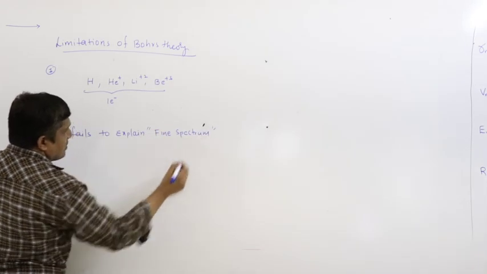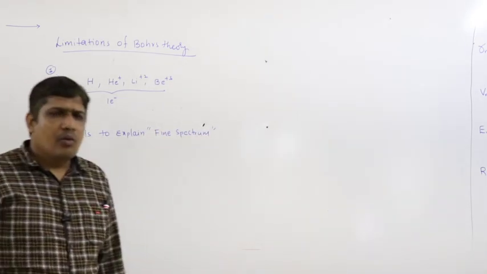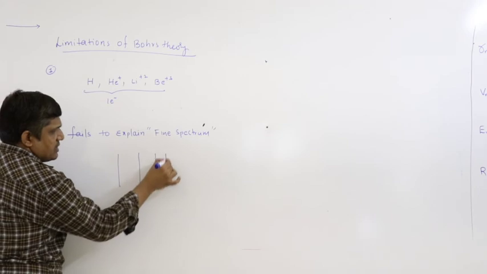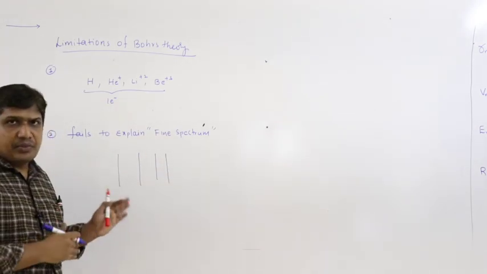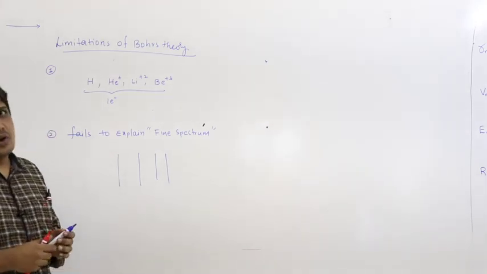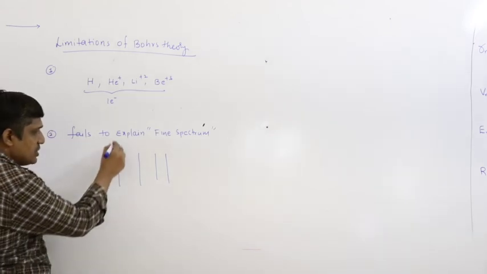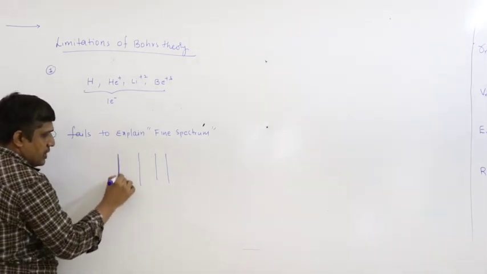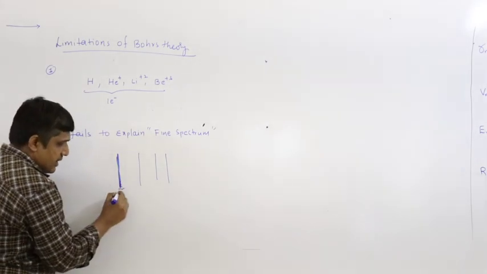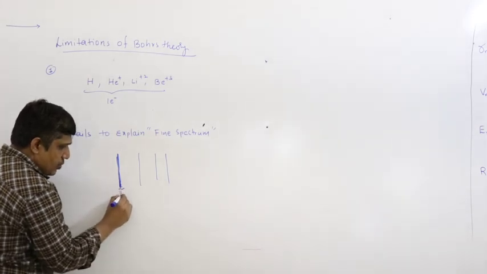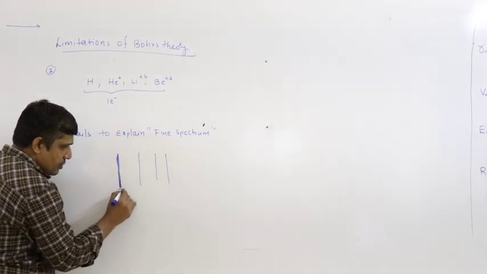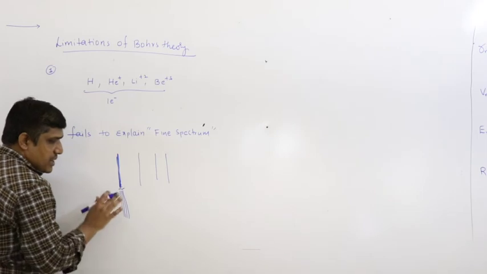It fails to explain the fine spectrum of hydrogen. What is the spectrum of hydrogen? So you will get lines like this, different lines in different regions starting from UV to IR. But when you observe these lines under a high resolving spectroscope, taking this particular line, it is found that it is not a single line, but a group of closely spaced lines.